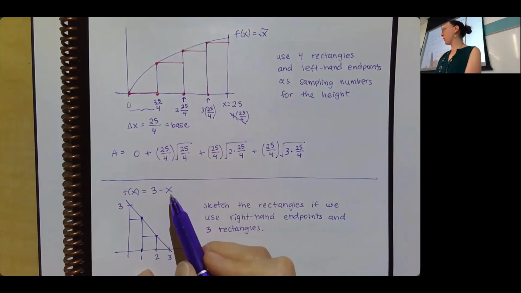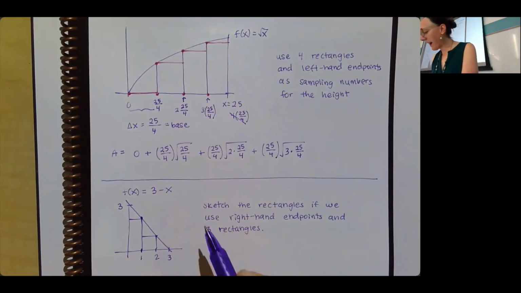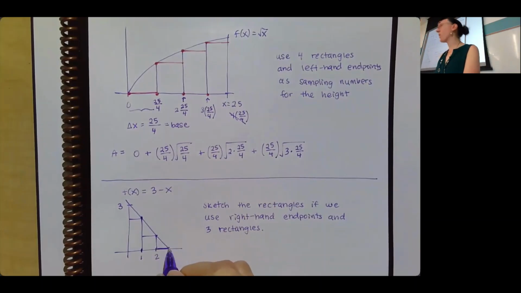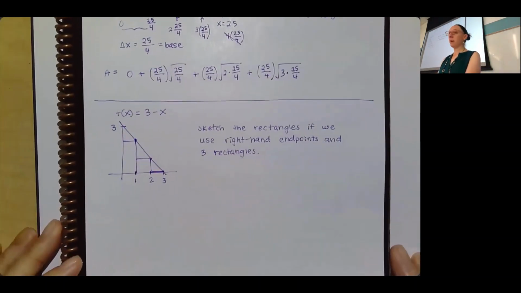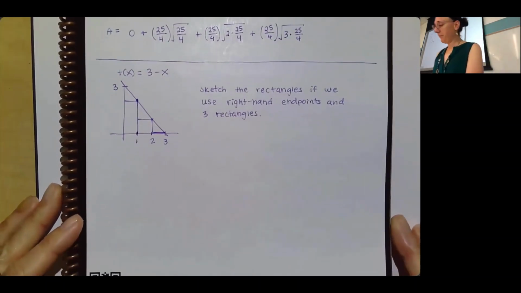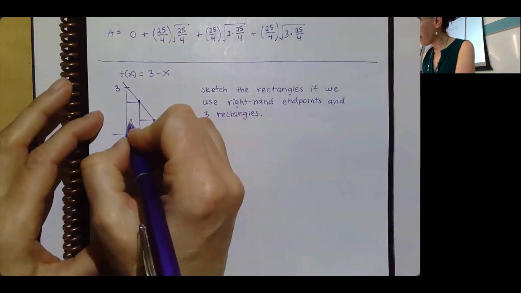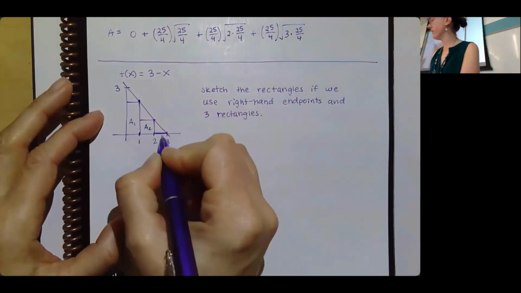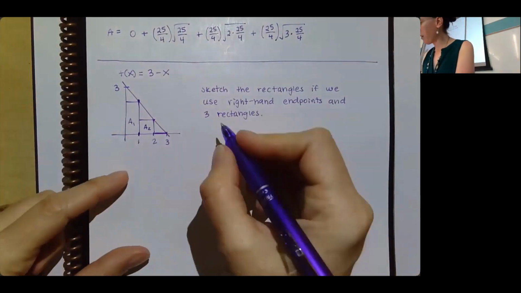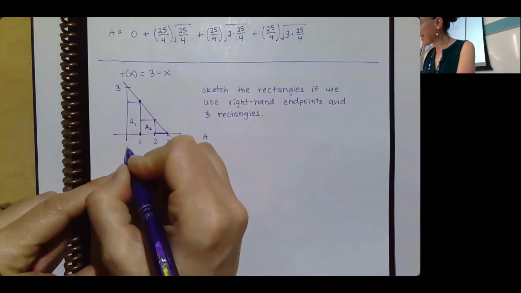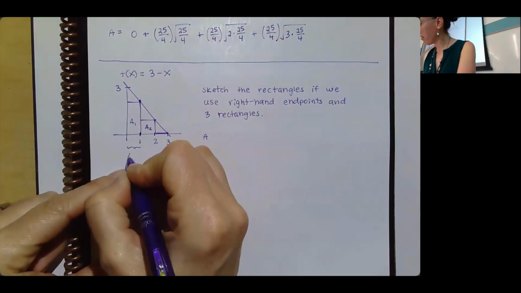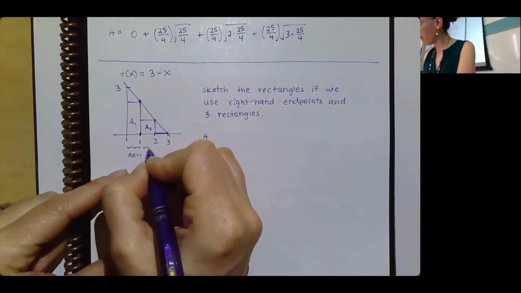What do we get when we plug 3 into the function? So that height is 0. So it kind of only looks like 2 rectangles in the end. Technically, we've still got 3. So if I call these area 1, area 2, and well, that's area 3, each of these has the same width. They all have a width of 1.